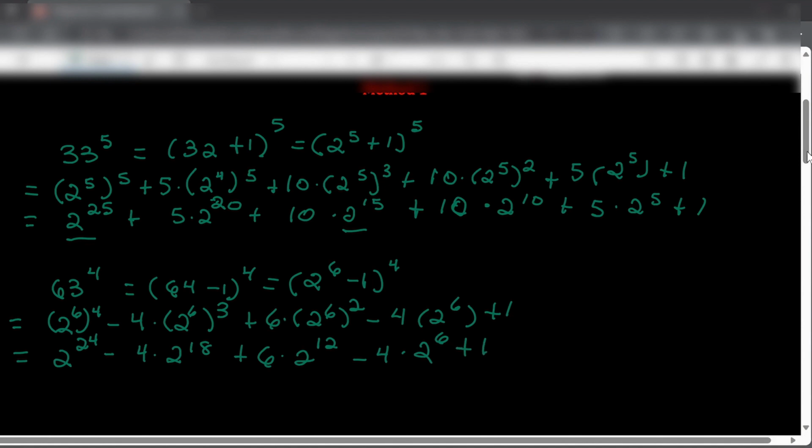However, 33 to the 5th and 63 to the 4th compare when you add the same thing to both sides of an equation or of an inequality, whether greater than or less than. It's not going to change what you have in terms of the comparison: equal, greater than, less than. So I'm going to add 4 times 2 to the 18th plus 4 times 2 to the 6th and subtract 1. That way, the first part that I had, we would have the following.